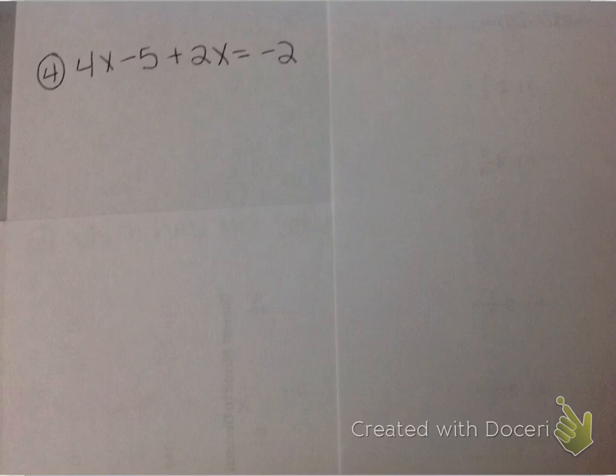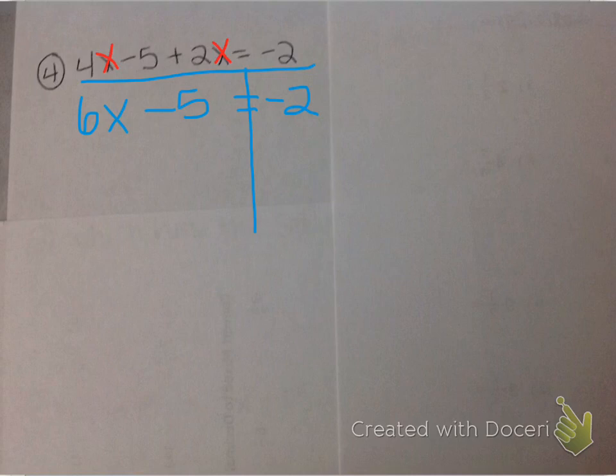Let's look at number 4. This one does have a little bit of simplifying that we can do before we start actually solving, okay? Let's go ahead and set up our t-chart. And I'm noticing right here that this x and this x are on the same side, so I'm going to go ahead and combine them. So 4x plus 2x is 6x minus 5 equals, and I'm going to leave this negative 2 all by itself because that's just the way it is right now.